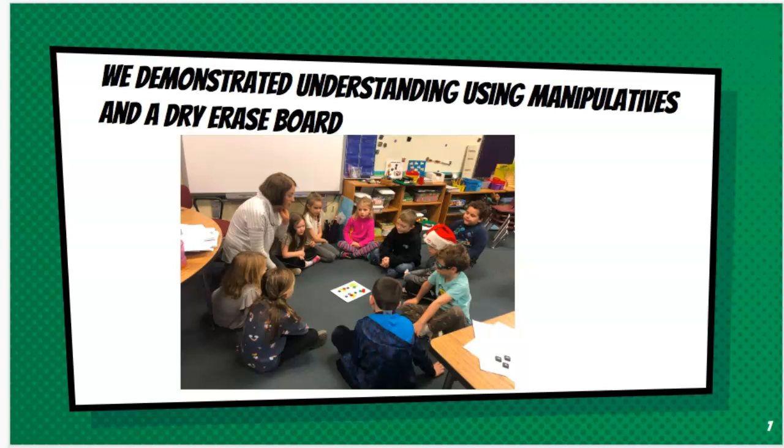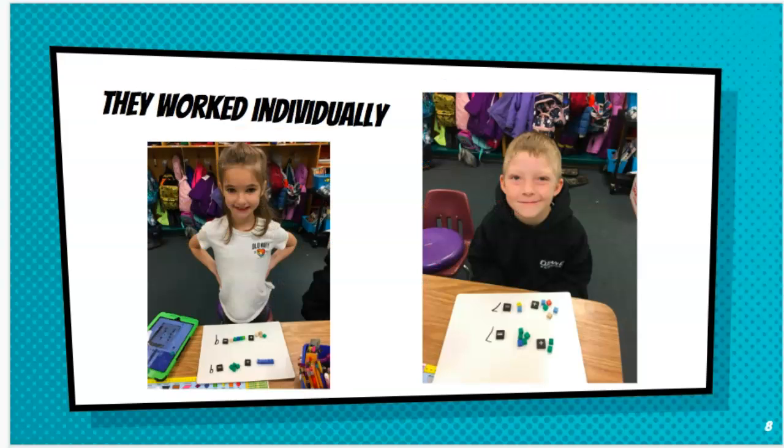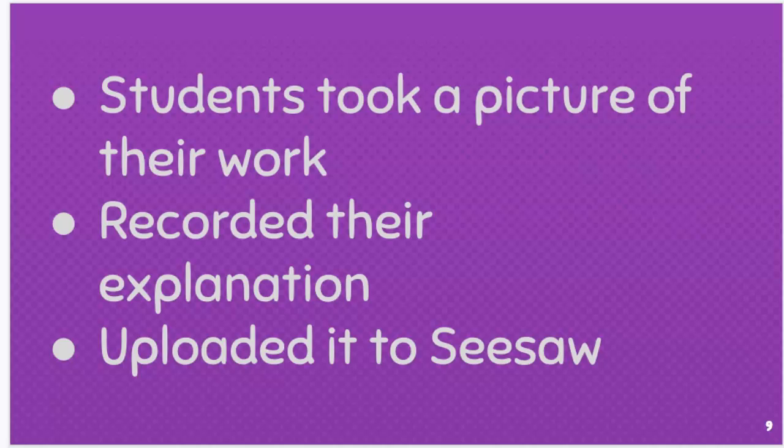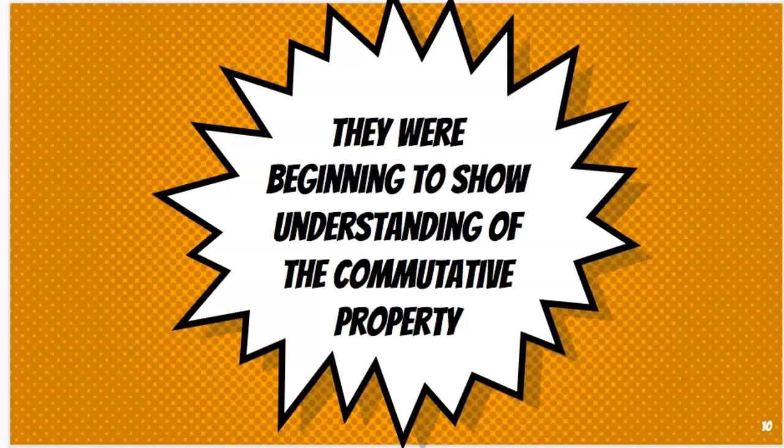We demonstrated understanding using manipulatives and a dry erase board. They worked individually at their tables. Students took a picture of their work, recorded their explanation, and uploaded it to Seesaw. They were beginning to show understanding of the commutative property.